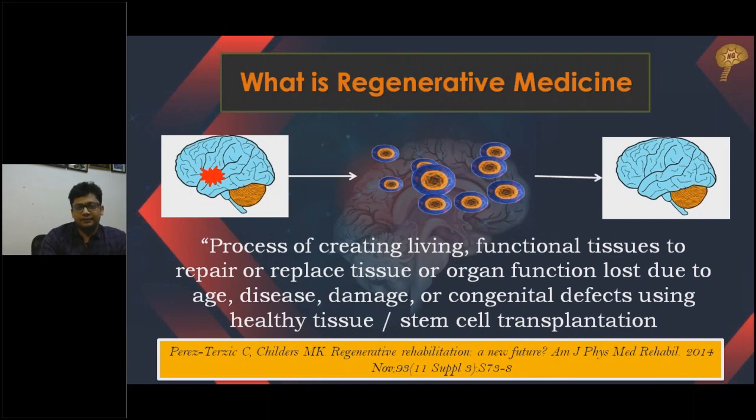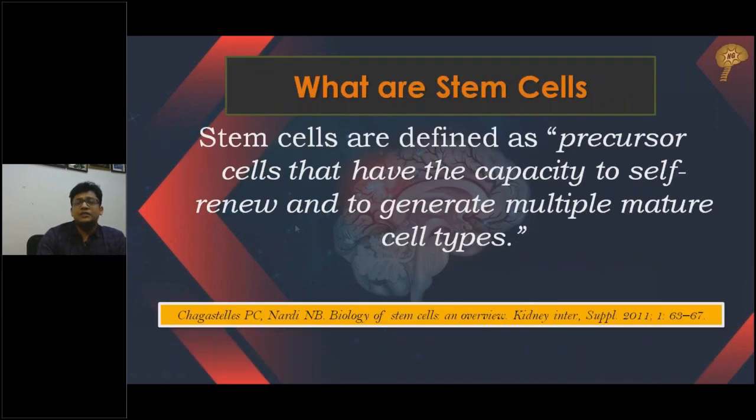What is regenerative medicine? It is a process of creating living, functional tissues to repair or replace tissue or organ function lost due to age, disease, damage, or congenital defects using healthy tissue or stem cell transplantation. What are stem cells? Stem cells are defined as precursor cells that have the capacity to self-renew and to generate multiple mature cell types. So they are precursor cells that have the capacity to multiply into any specific tissues.